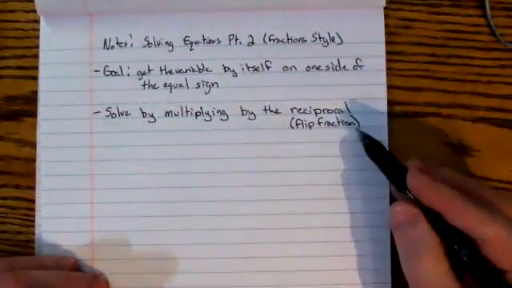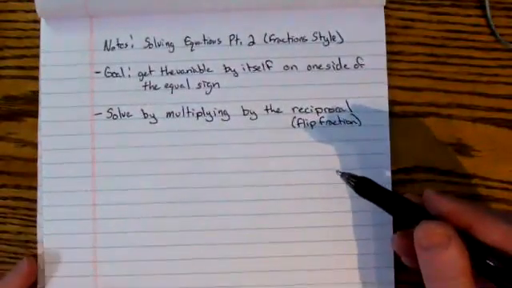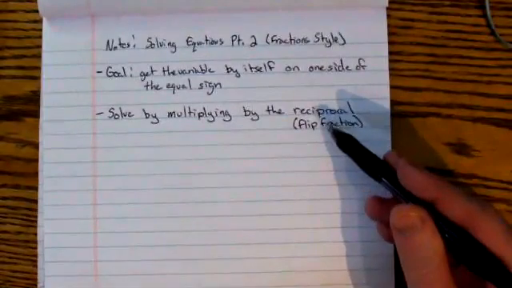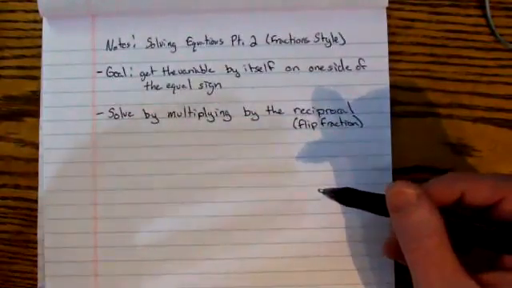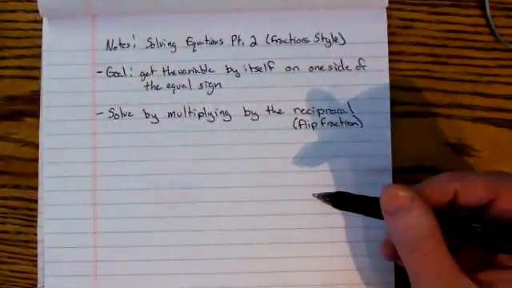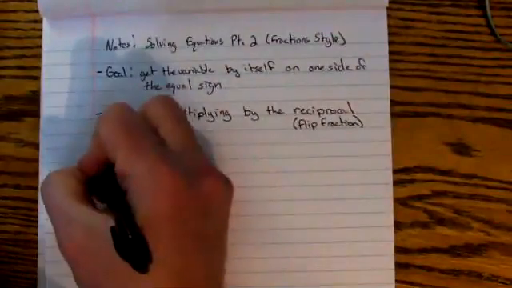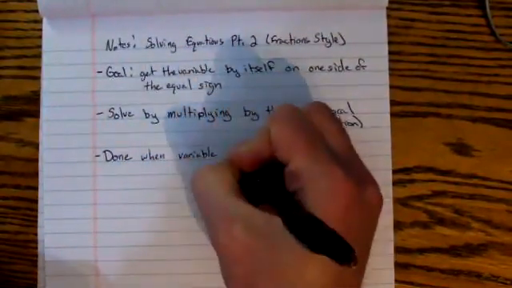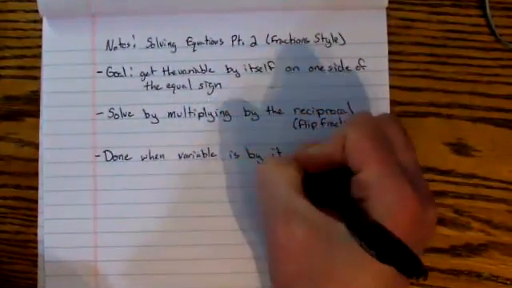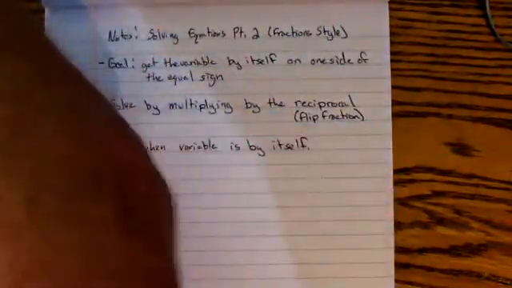And the reason we're going to multiply by the reciprocal is, if you remember with dividing fractions, dividing is multiplying by the reciprocal. So that's why when we solve these equations, we're going to multiply by the reciprocal, because we're really dividing by the fraction, but in order to divide by fractions, we have to multiply by the reciprocal. So that's how we're going to solve these equations. And as always, we know we're done when the variable is by itself.